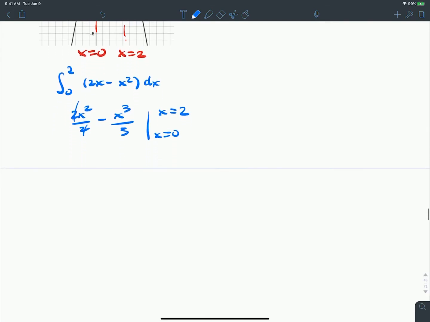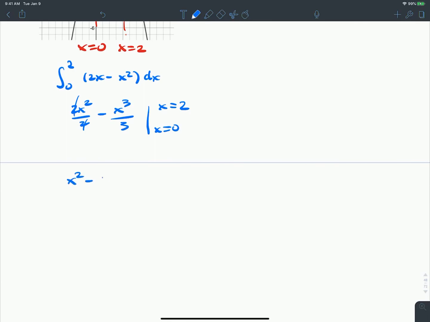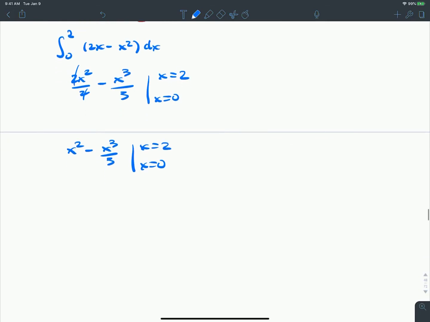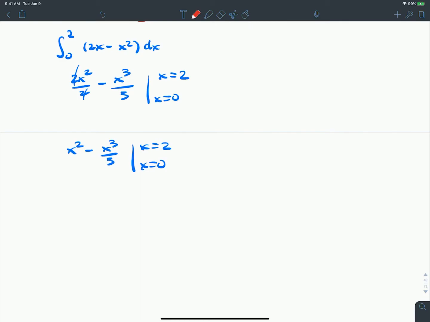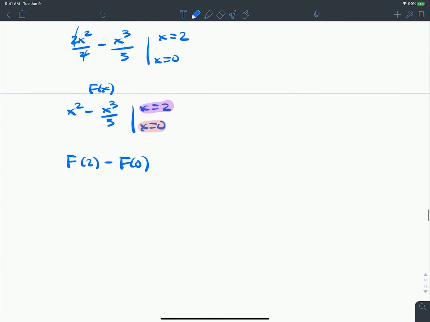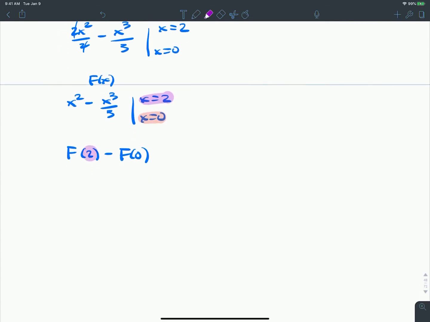So we'll simplify. We end up with x squared minus x cubed over 3 from 0 to 2. So this is our antiderivative function. And remember, we're going to have to evaluate this from 0 to 2, meaning f of 2 minus f of 0, again, where this is our f of x, our antiderivative function. So we're going to have to evaluate that at 2 and at 0, and don't forget we're going to subtract here.